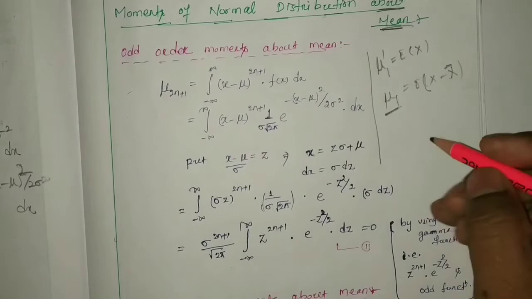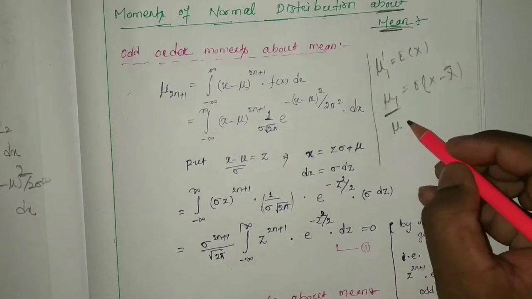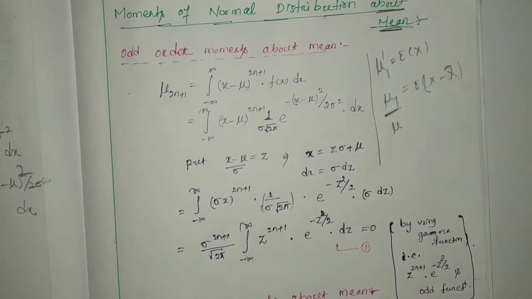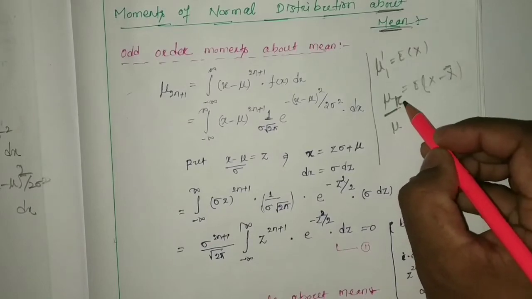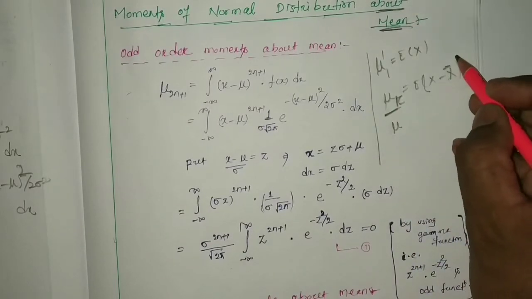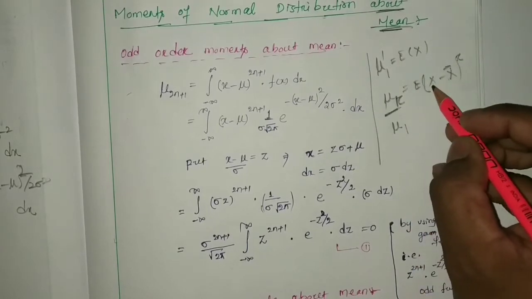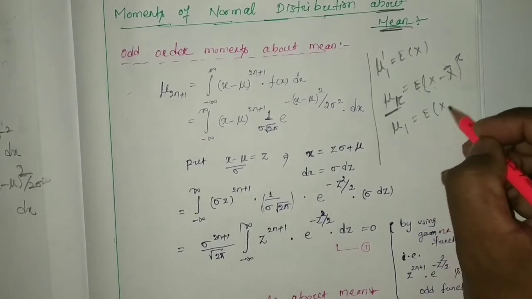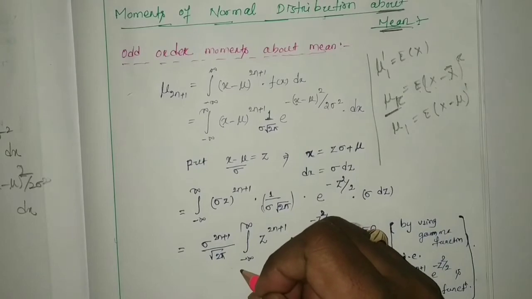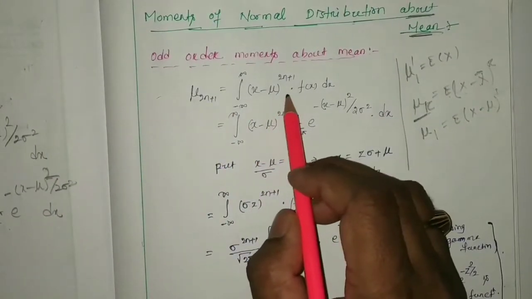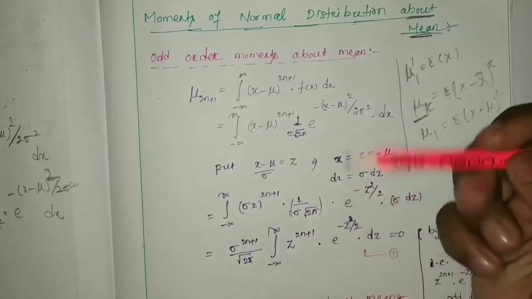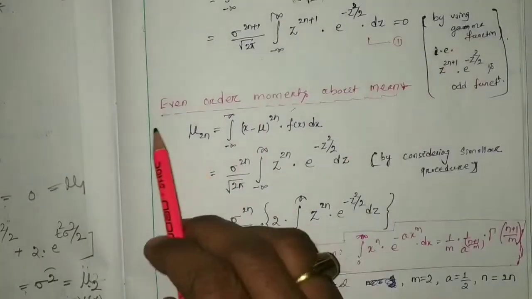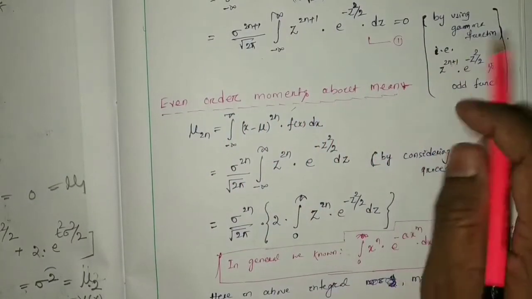Okay, so here in your normal distribution case, the rth moment, if I consider mu r, will be this much to the power r. So mu 1 will be expectation of x minus x bar, or for this case expectation of x minus mu to the power 1. Okay, whatever is written here. Separately here we evaluate the odd order moments about the mean and even order moments about the mean, right?